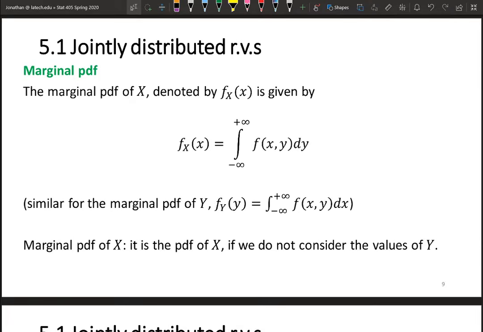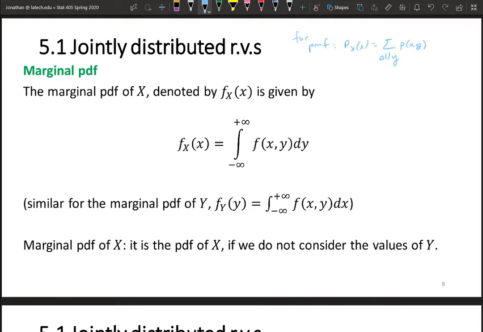Now, the marginal PDF is very similar to the marginal PMF. In the marginal PMF, what did we do? We added. So for a PMF, what did we do? We said that P sub x of x was the sum over all y of P of x, y.